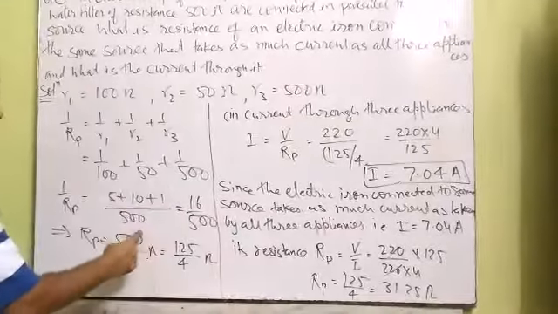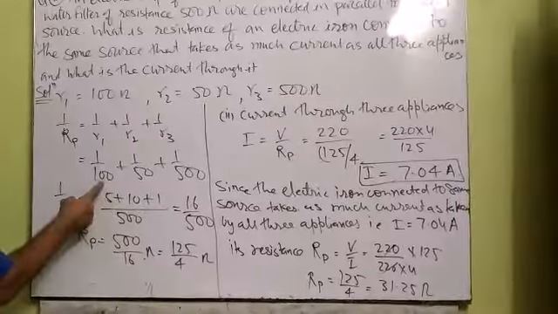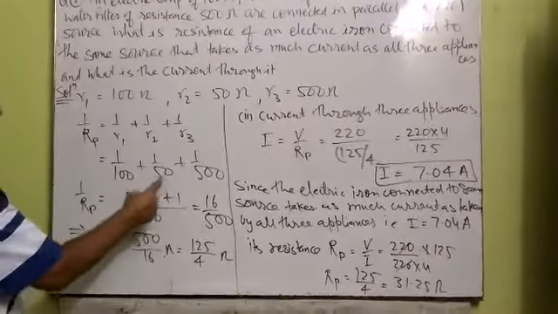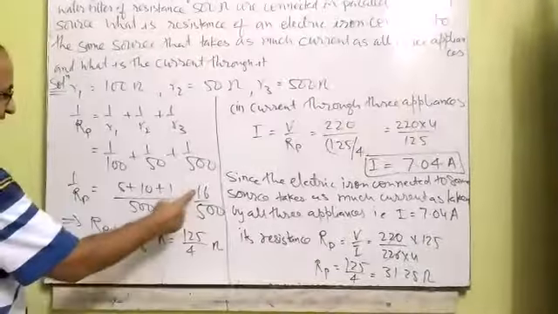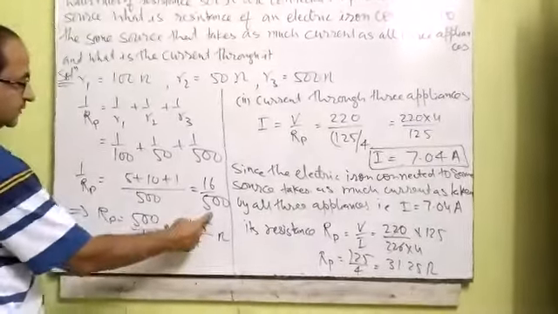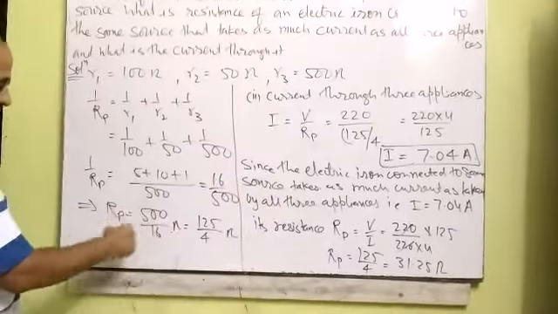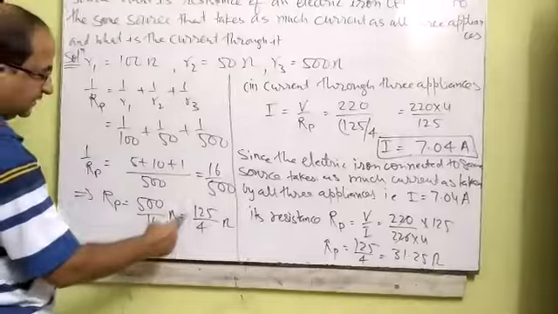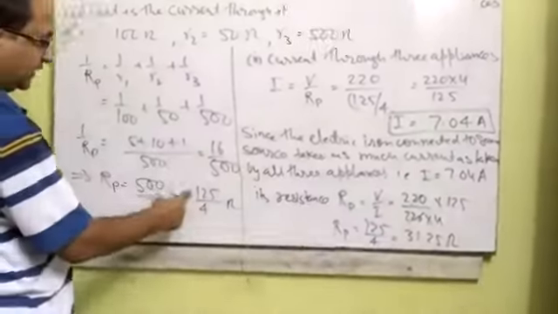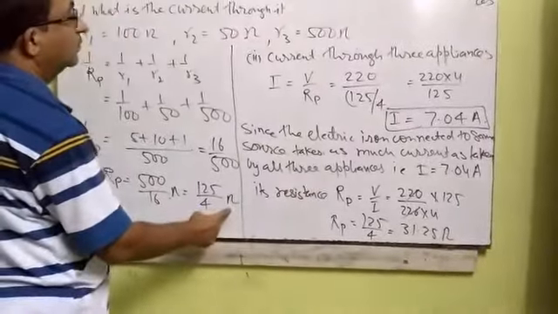500, we can take LCM. So 500 divided by 100 percent is 5. So here is 5, here is 10, here is 1. In this way, 1 upon Rp is equal to 16 upon 500. So Rp is equal to 500 upon 16, and after cancellation it will be 125 upon 4 ohm.